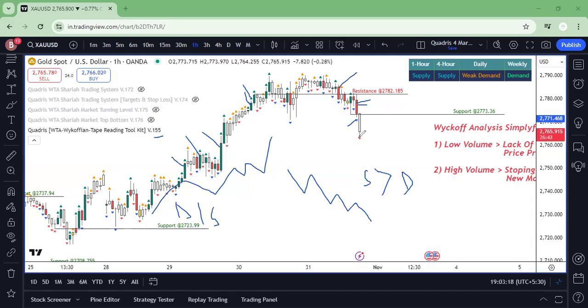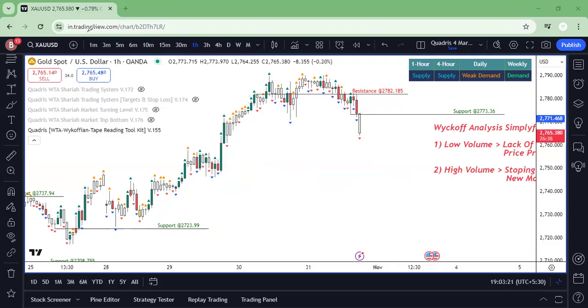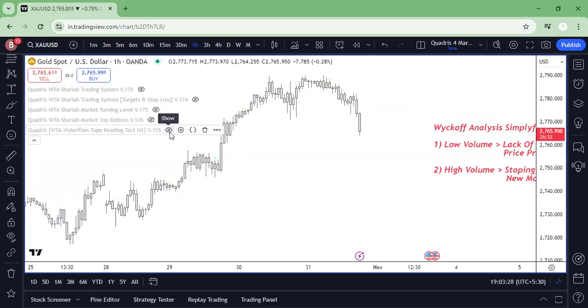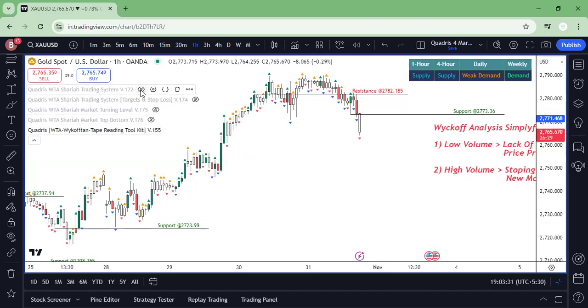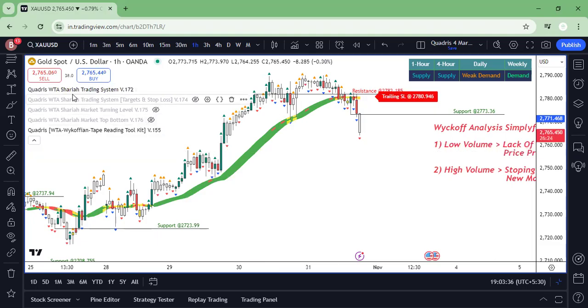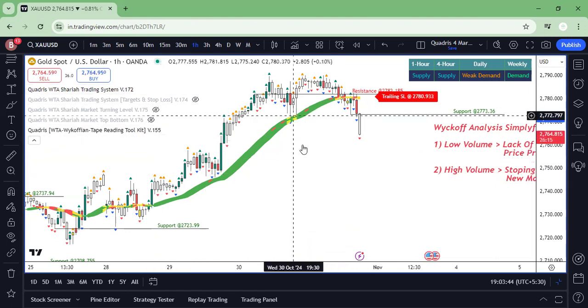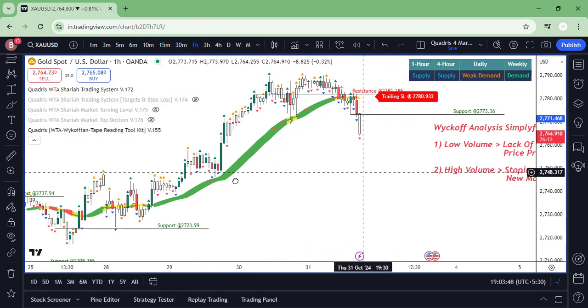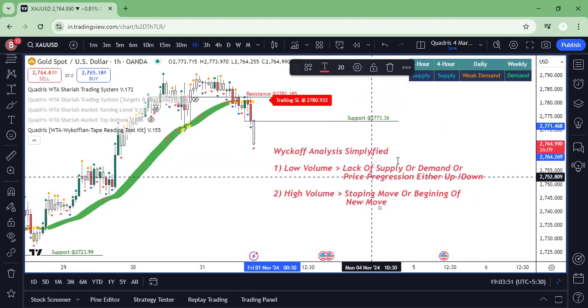So it is as simple as that. This was one of the tools which many, like, all of my students use. After this, I have come up with another tool, something like a Sharia trading system. I'm just explaining how Wyckoff work can be applied in today's scenario.